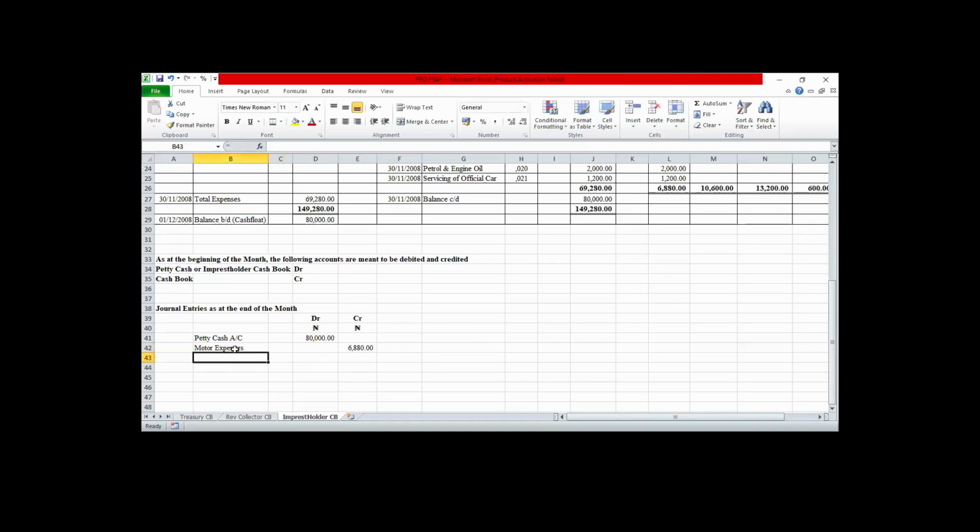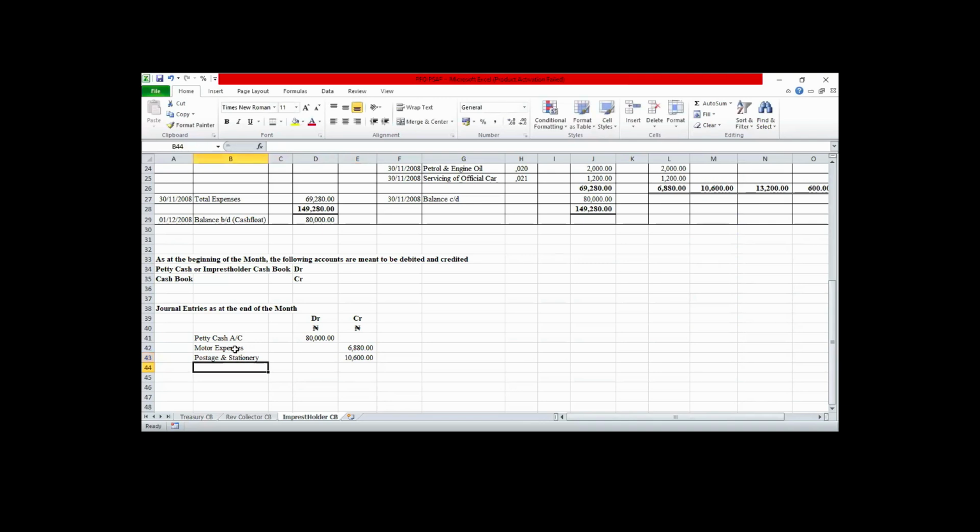What did you spend for? The next one is postage and stationery. How much do we spend on postage and stationery? 10,600.